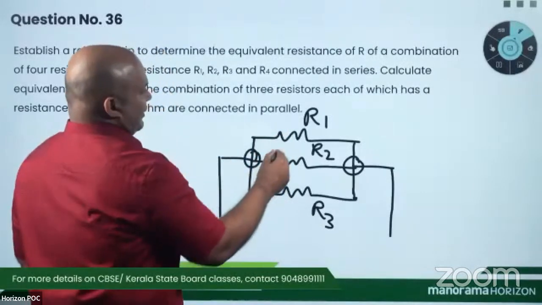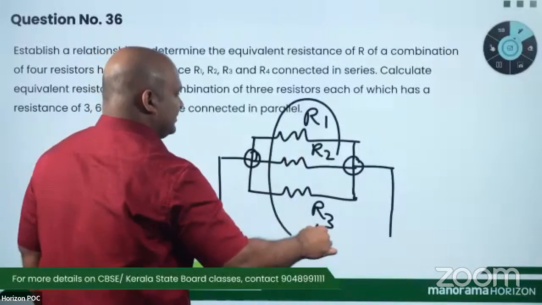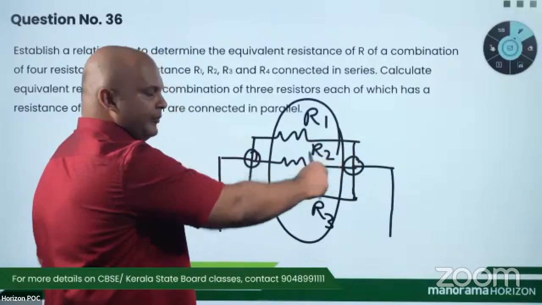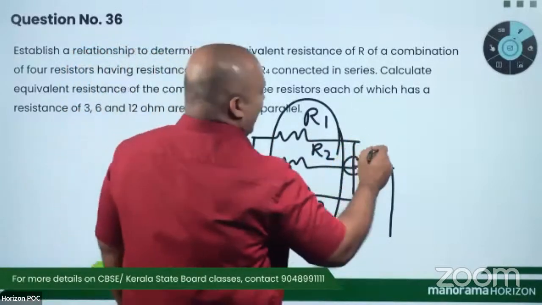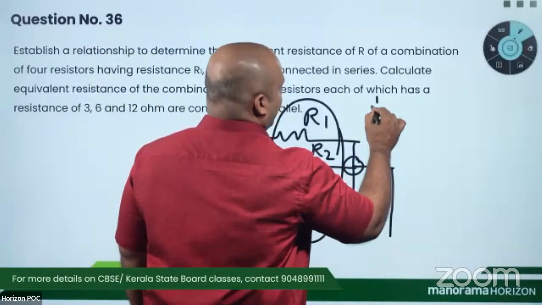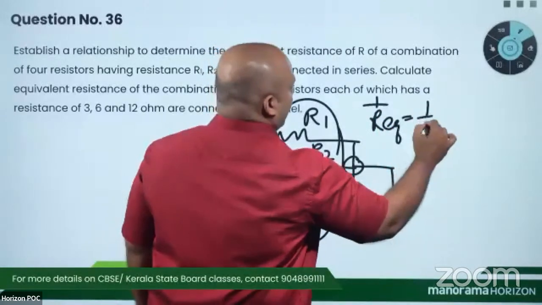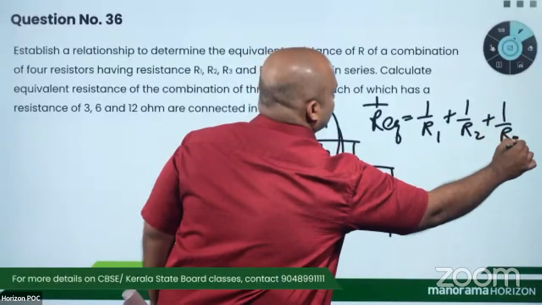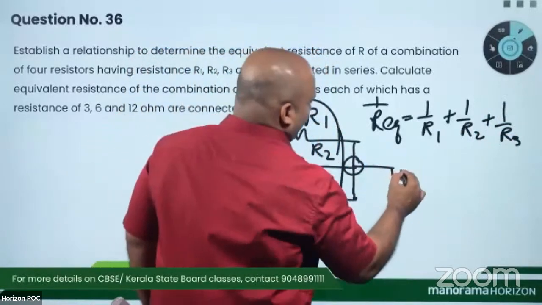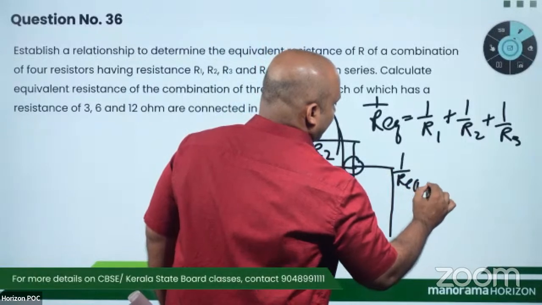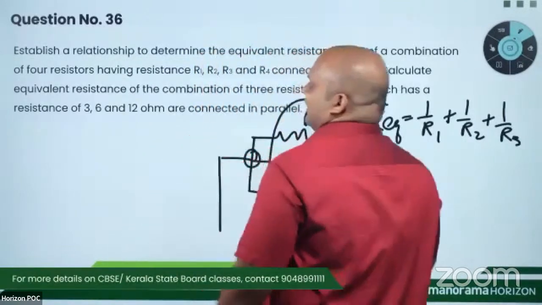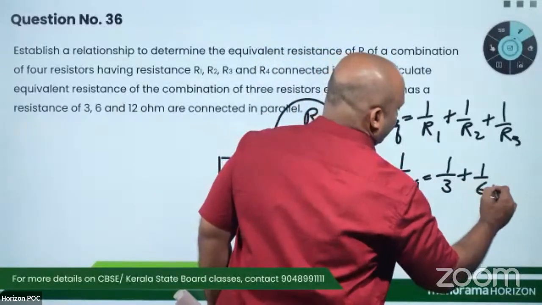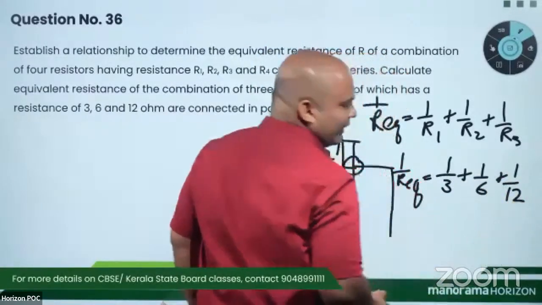So in this particular case, the equivalent resistance of this arrangement, if I were to take out this network and put a single resistor there, that resistance will have a value R equivalent, where 1 upon R equivalent is equal to 1 upon R1 plus 1 upon R2 plus 1 upon R3. So in this case, 1 upon R equivalent is equal to, what are the resistances here? We have 3, 6 and 12 ohms. So this will be 1 upon 3 plus 1 upon 6 plus 1 upon 12.